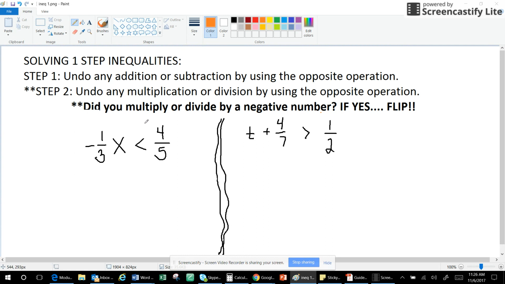All right, so we should be thinking, got to solve for x, and I see I have negative 1/3 times x is less than 4/5. So we need to multiply both sides by -3/1. Whenever we go to cancel or divide by a fraction, we multiply by its reciprocal. So we multiply both sides by -3/1. That cancels all this off. I get x. I multiplied by a negative number, so this inequality symbol must flip.